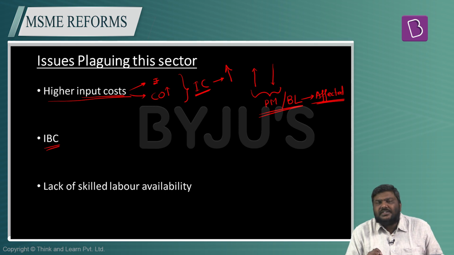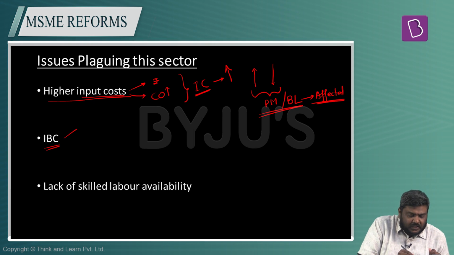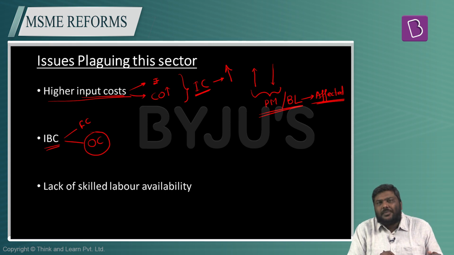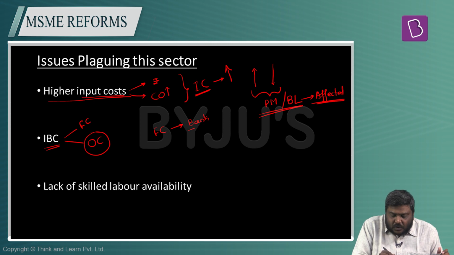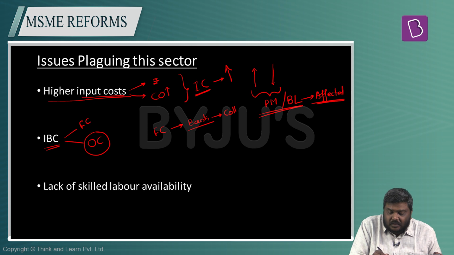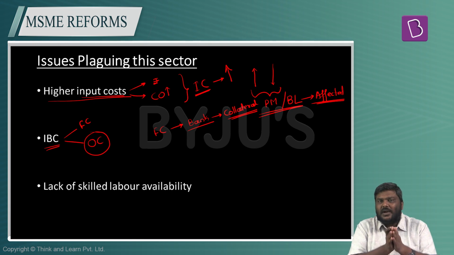Next one is the Insolvency and Bankruptcy Code. Under the Insolvency and Bankruptcy Code, basically understand this, the creditors are classified under two heads: financial creditors and operational creditors. The MSME sectors are part of operational creditors. Why? In case of a financial creditor, usually it will be a bank or group of banks. We call them financial creditors because they collect a collateral. There's a security which is collected by these financial institutions before they lend to a company.